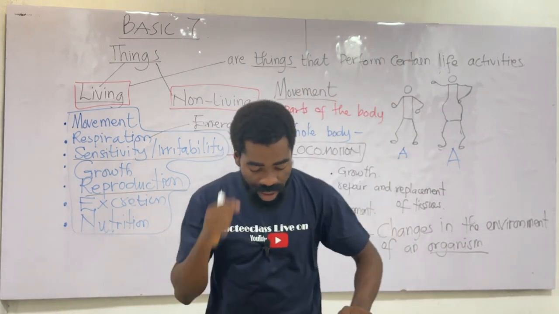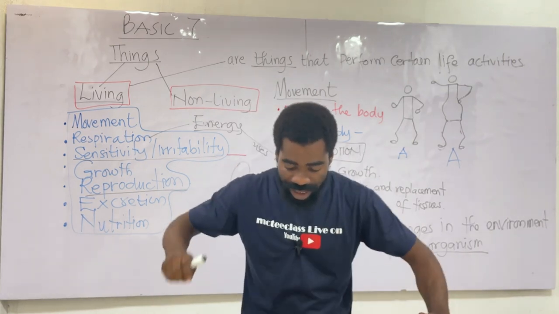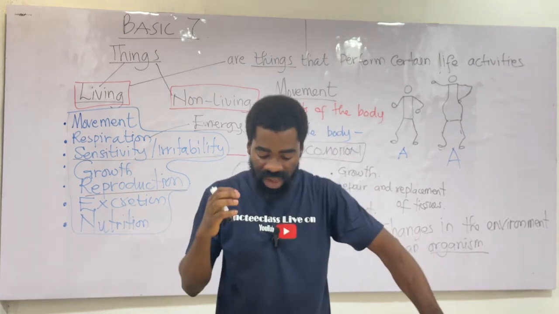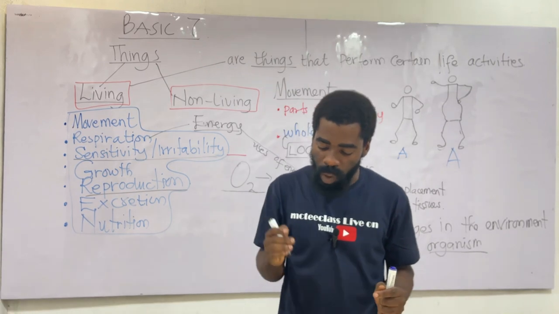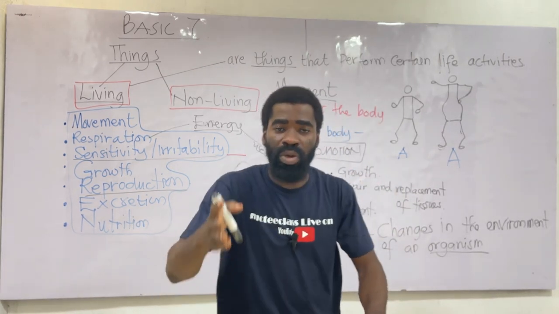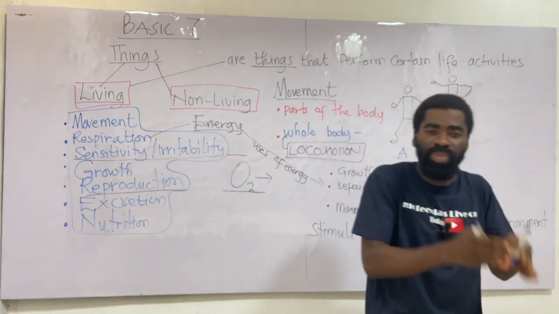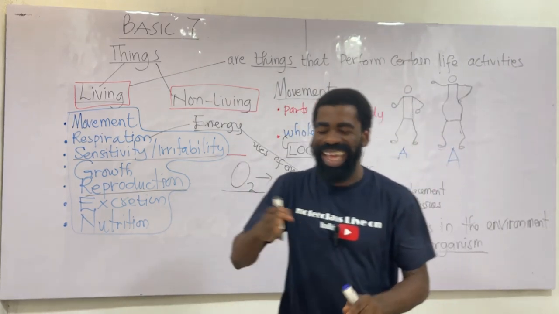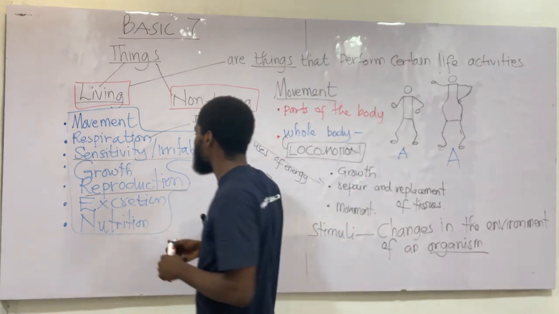We can reproduce. So reproduction, let's read from here. It is the process by which living things will give rise to young ones, which we call offspring, of their own kind. So if you're a human being, you give birth to a human being. If you're a cat, you give birth to a cat. That is what reproduction is about.